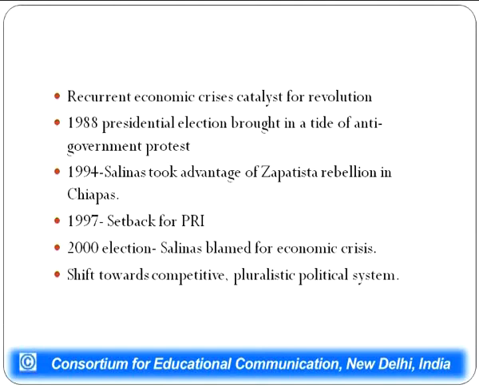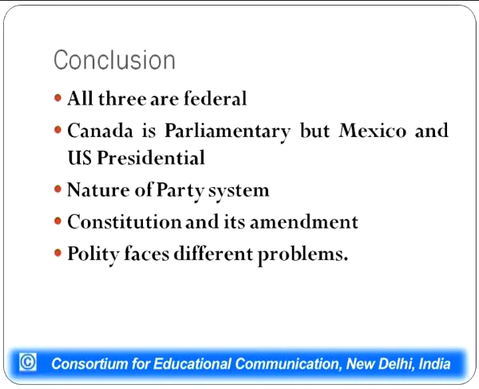In 1994, Salinas took advantage of the Zapatista rebellion in Chiapas, and he wanted to hold on to power, and this is how he played this card of the Zapatista rebellion. 1996 was the first setback for PRI. In the 2000 election, Salinas is outrightly blamed for the economic crisis, and before this nobody had the guts. And from 2000 onwards, there is a clear-cut shift towards a competitive, pluralistic political system.